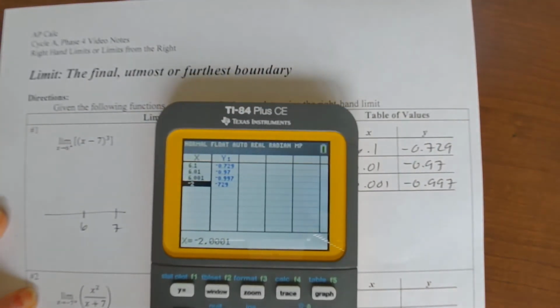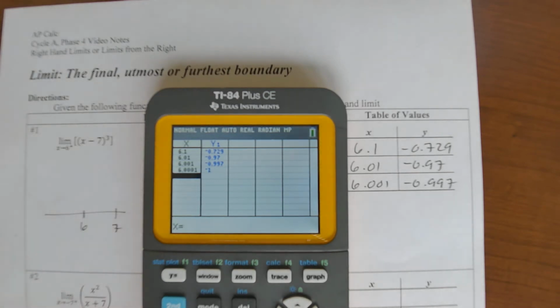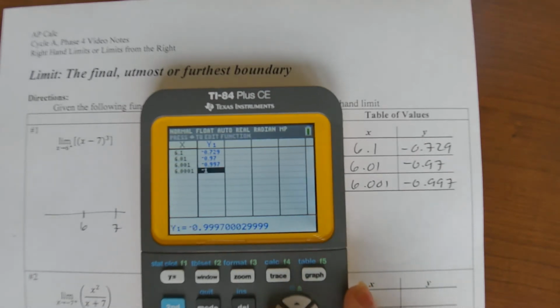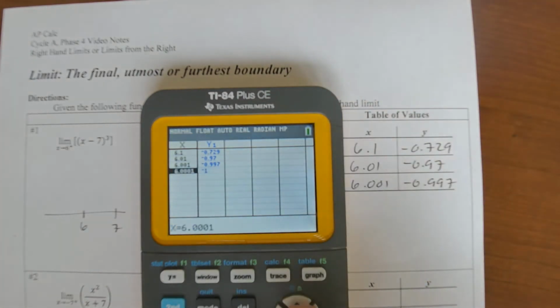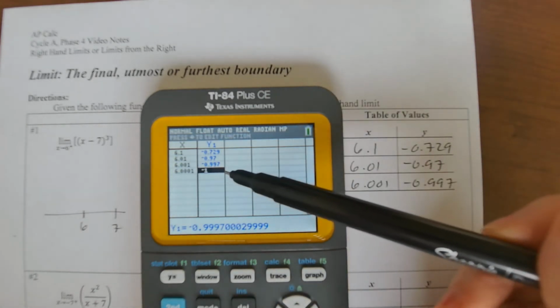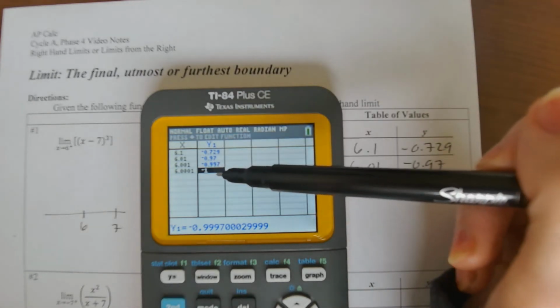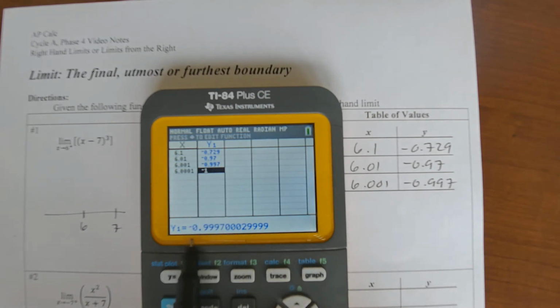I'm not going to write down any more, but I'll put in another one: 6.0001. Oh, okay, here's something I noticed, guys. When I type in 6.0001, in the table it looks like it's negative 1 exactly, but it's not. There's just not enough space to show all the decimals, so the calculator rounds it. But if you put the highlighting over negative 1, you'll see what the calculator really computes is this number here. Sometimes when you're doing these limits it'll look like an exact whole number, but if you put the cursor over it, you'll see what the number really is. It's super close to negative 1.